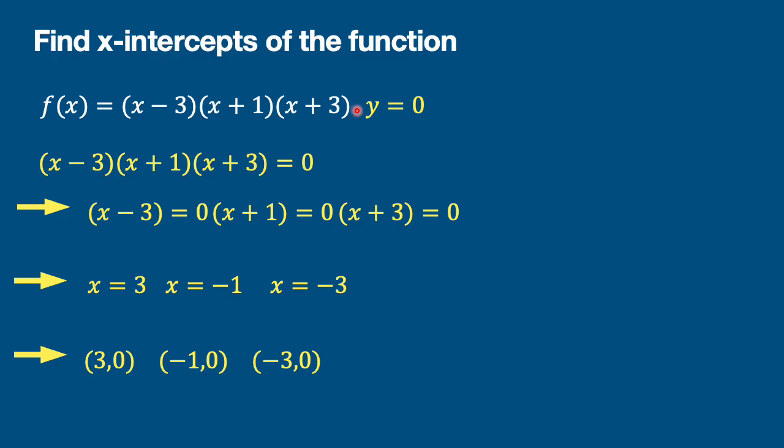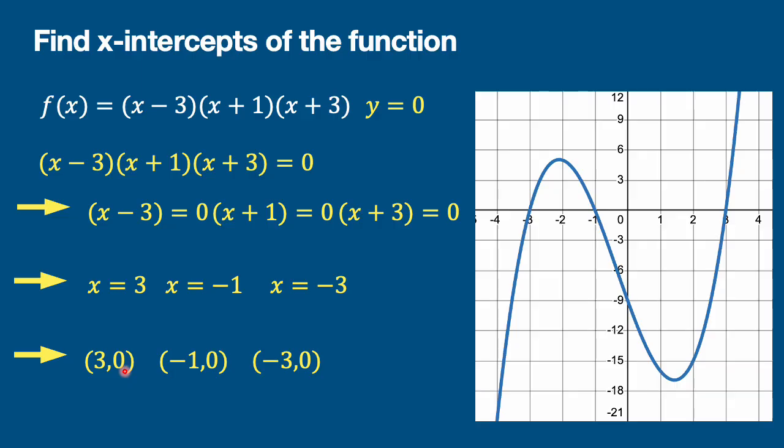f(x) is a polynomial function. To find the x-intercept, y equals 0. Each factor is going to be 0. Find the x value, then you find the x-intercept. Right? Here's a graph. I sketched the graph for you. Let's check it out. The x-intercepts: start with (3, 0), right? Then (negative 1, 0), and (negative 3, 0). That's how you find the x-intercepts of a polynomial function.